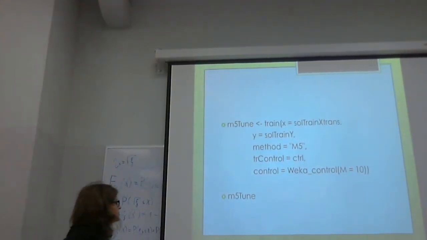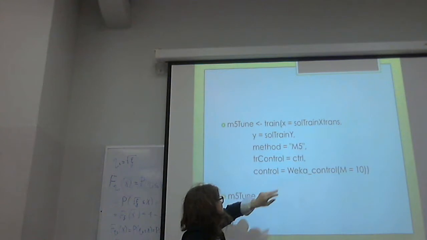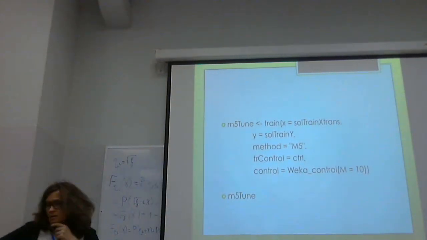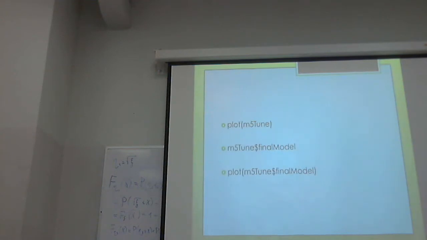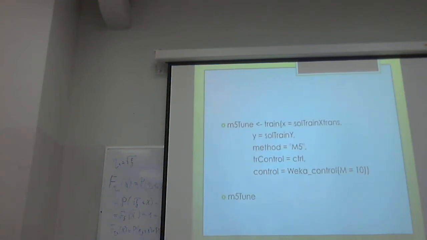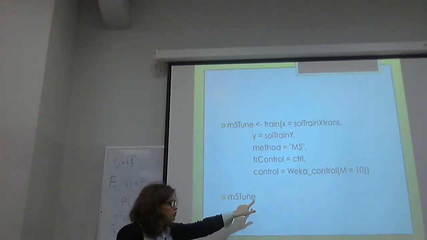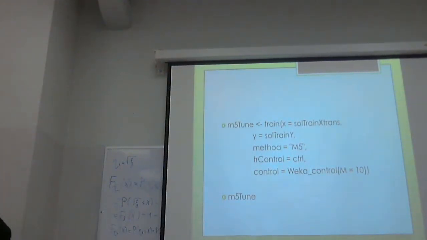This is some internal parameters specifically for this package control. We have control and M10. And then as a result, when you train this model, type it and see what it says. Explore what it says.